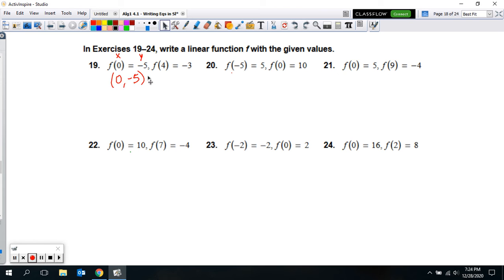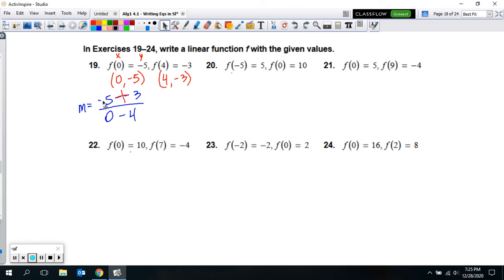0, -5 for this first one, 4, -3 for that second one. So that just puts it out into ordered pairs just like we were just doing. So basically it's just like the ones that we just had done. And so we'd find our slope from these, and so you're going to do -5 minus -3. That's a double negative, so we can make that positive, and then 0 minus 4 on the bottom.